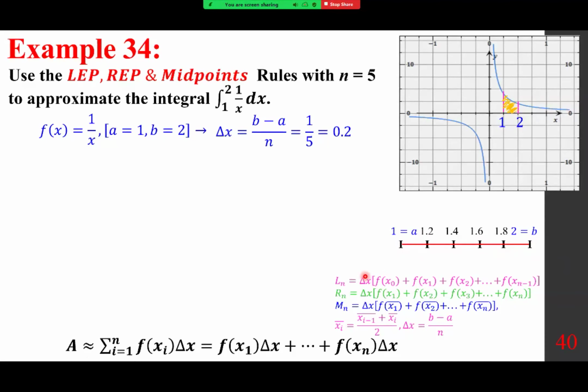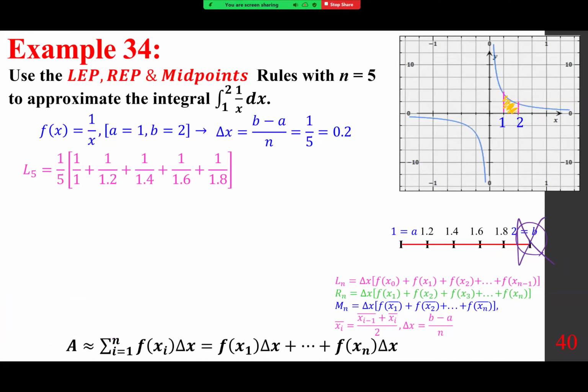Now for the left endpoints, remember, you don't use the last point. You use delta x, and remember, this delta x you can factor out. So we have 1 over x: 1 over 1, 1 over 1.2, 1 over 1.4, 1 over 1.6, 1 over 1.8, and we add them up. That's for the left endpoints.